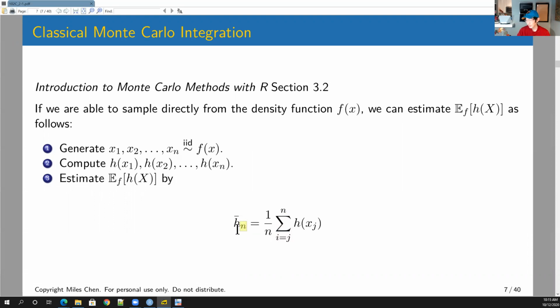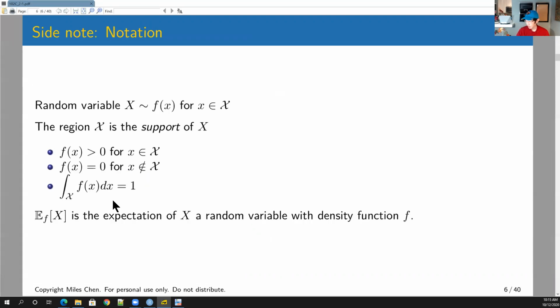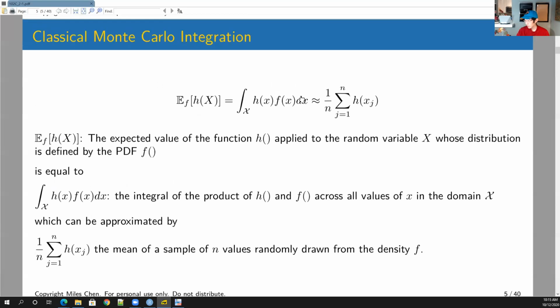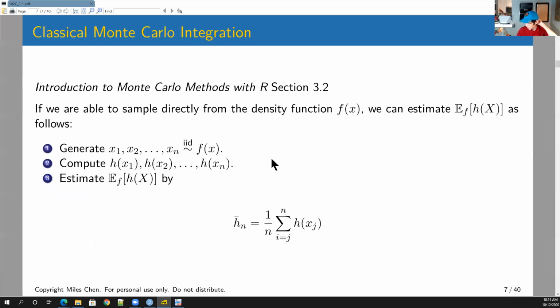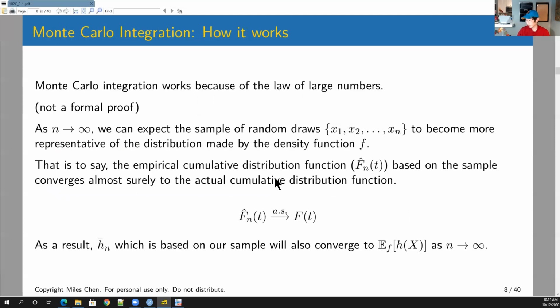So subscript of 10 would be based on 10 observations. Subscript of 1,000,000 would be based on 1,000,000 observations. Okay, and so this is how we estimate this quantity. This quantity requires us to do this integral, and in some cases, this integral might be very difficult to pull off. So we're going to estimate it just by generating a bunch of these values.